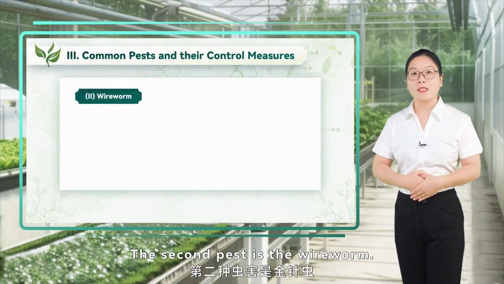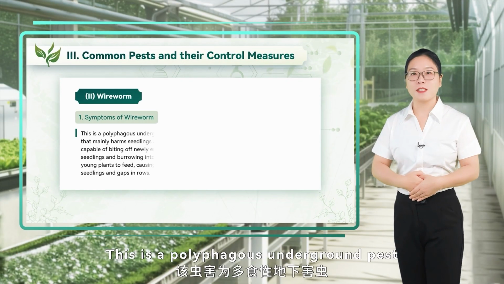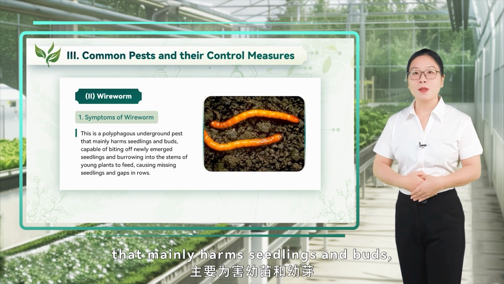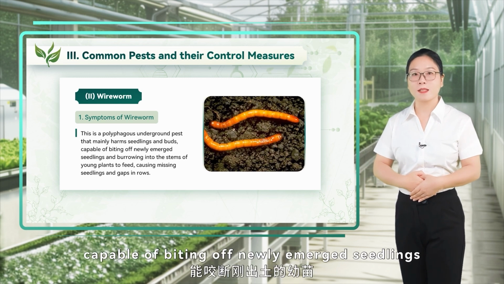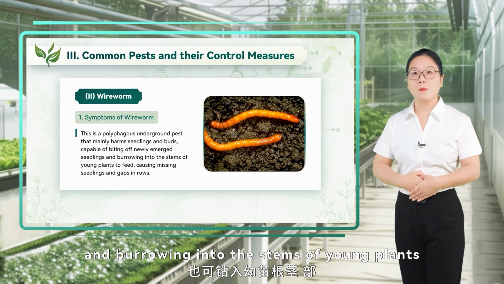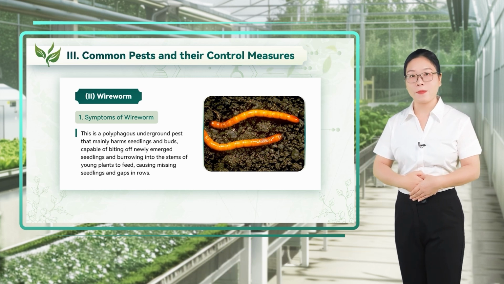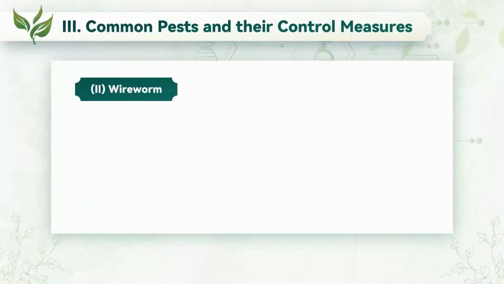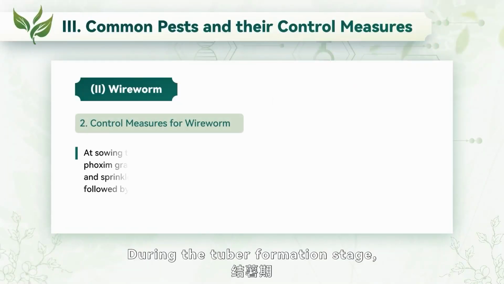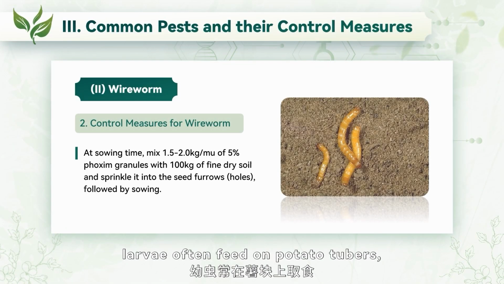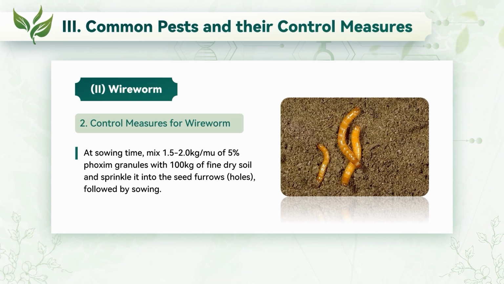The second pest is the wireworm. This is a polyphagous underground pest that mainly harms seedlings and buds, capable of biting off newly emerged seedlings and burrowing into the stems of young plants to feed, causing missing seedlings and gaps in rows. During the tuber formation stage, larvae often feed on potato tubers, creating numerous holes.